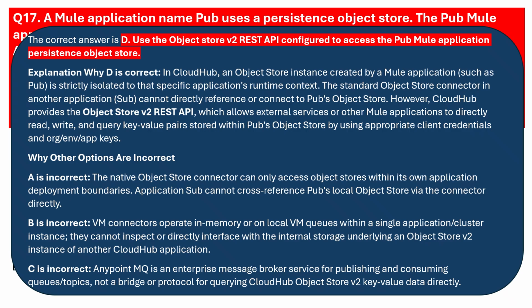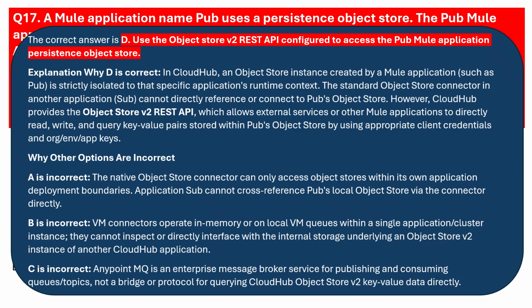However, CloudHub provides the Object Store v2 REST API, which allows external services or other Mule applications to directly read, write, and query key value pairs stored within Pub's object store by using appropriate client credentials and org/env/app keys. Why other options are incorrect? A is incorrect. The native object store connector can only access object stores within its own application deployment boundaries. Application Sub cannot cross-reference Pub's local object store via the connector directly.